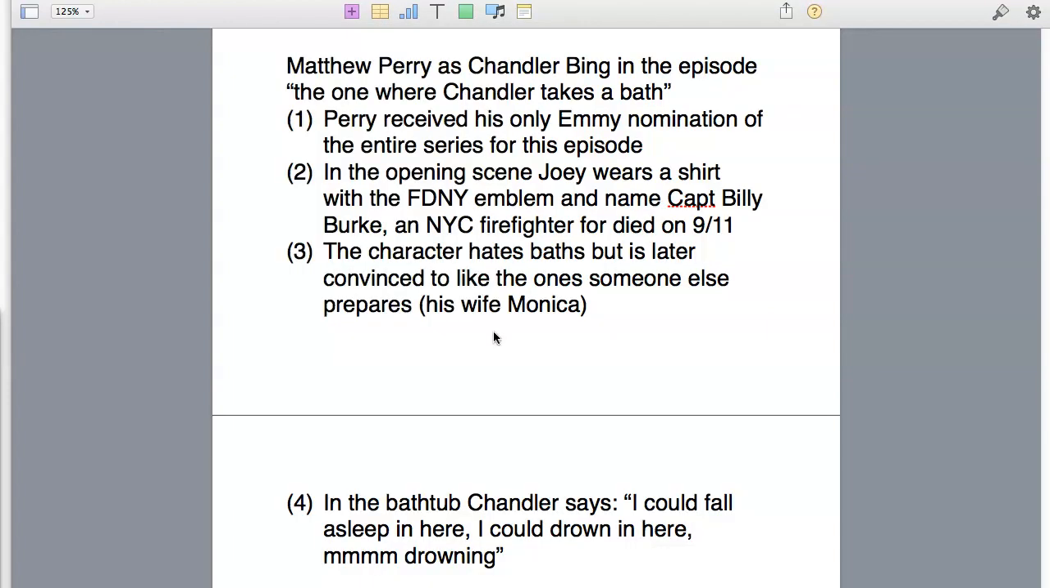Next, there is Matthew Perry as Chandler Bing in the episode, the one where Chandler takes a bath. And Matthew Perry received his only Emmy nomination of the entire series for this episode. Friends had a lot of seasons and a lot of episodes. And this is the only one that Perry got an Emmy nomination for, the one where he's in a bath and says down here at number 4, I could fall asleep in here. I could drown in here. Drowning. He's actually having some reverence for the idea of drowning based on what the scriptwriters gave him to say, his character.